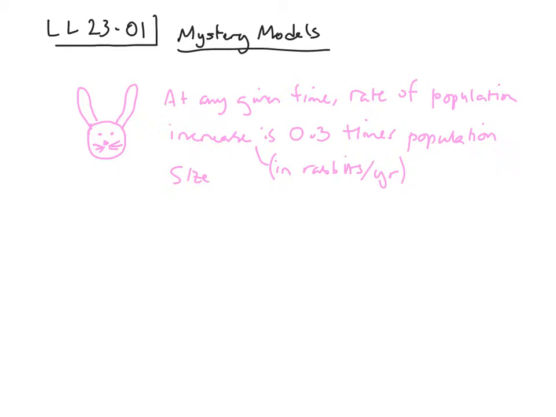So as you can see here, I have put up the setup for the rabbit problem that we did in class. This idea that at any given time, the rate of population increase is 0.3 times the population size. This is the model that we worked with in class.